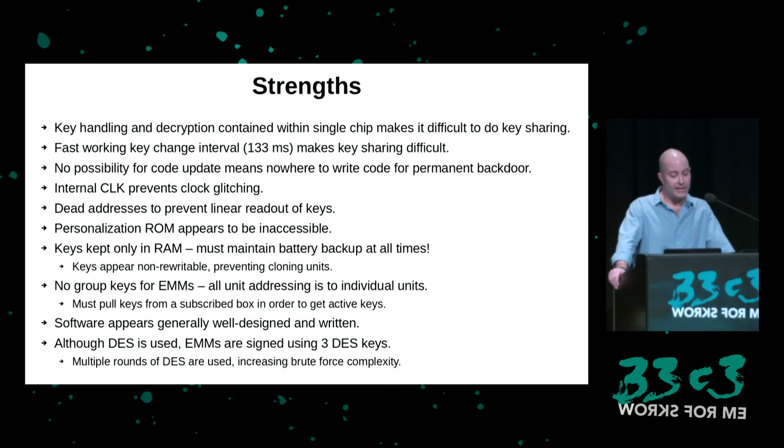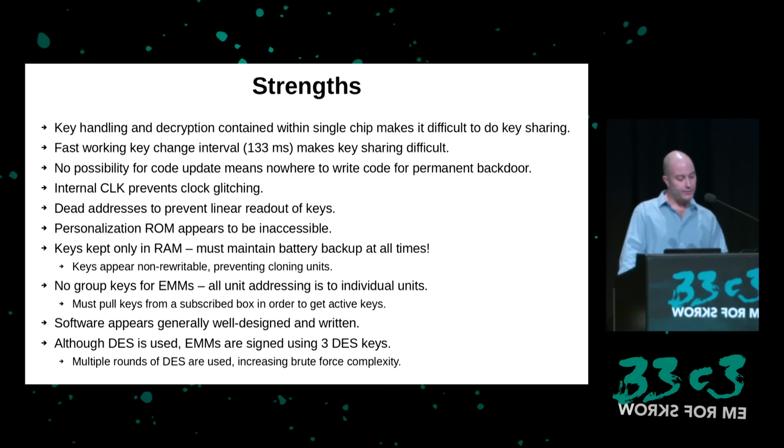The lack of code in any rewritable memory means there's nowhere to write code for a permanent backdoor to disable the access, or to disable the access controls. I listed this also as a weakness, but in fact this is a strength as it limits the attacker's capability to install any kind of persistent backdoor. The chip operates on an internal clock, eliminating clock glitch attacks and making timing a voltage glitch a lot more difficult. These dead addresses in the middle of DES keys prevent linear readout of keys.